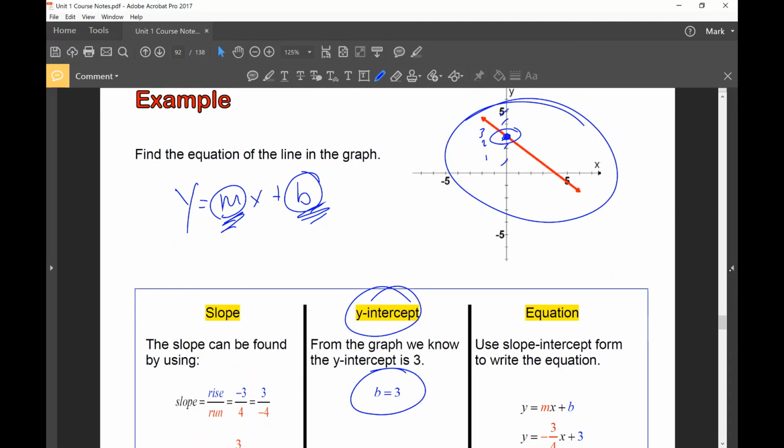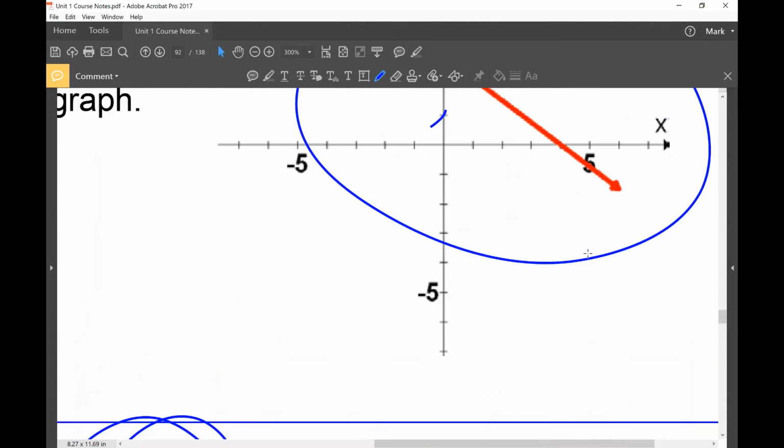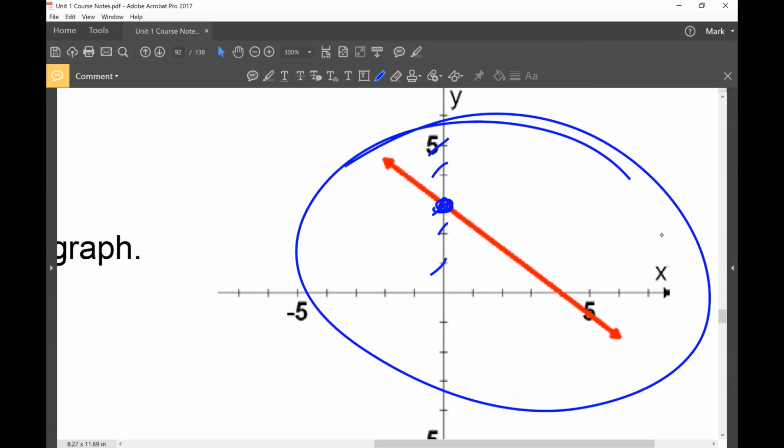b is going to be 3. Now, how do I find my slope? This is the challenge of this part of this question. How do I find the slope? Well, m is rise over run. So the slope is going to be how much I go up or down versus how much I go left or right.